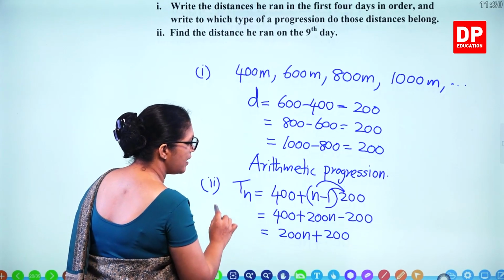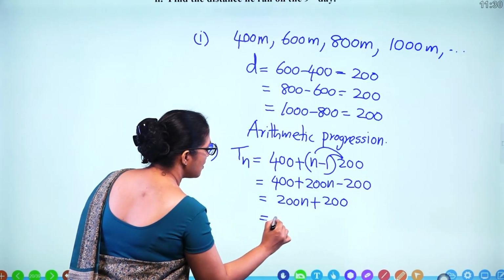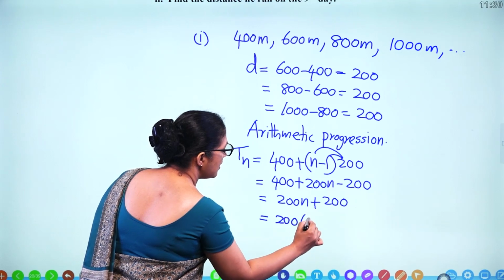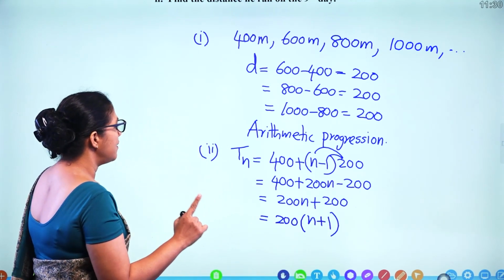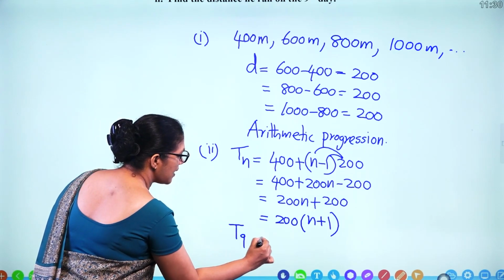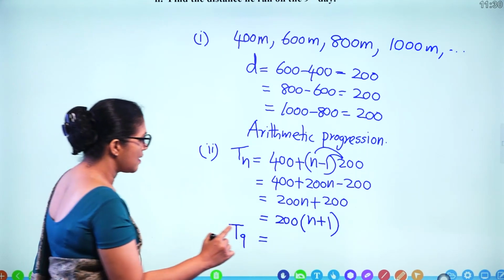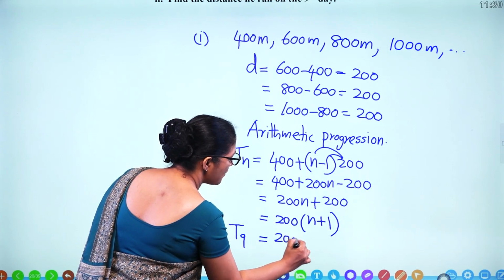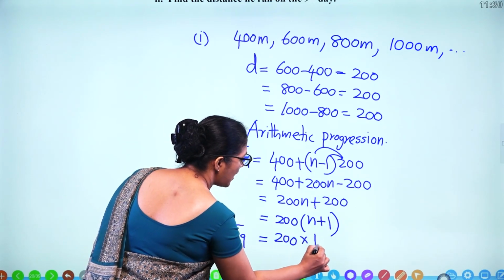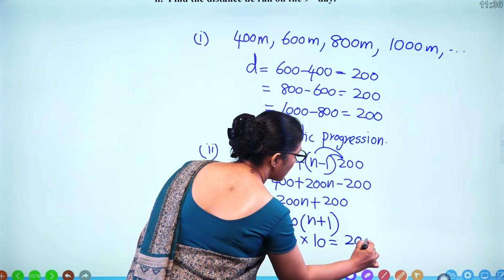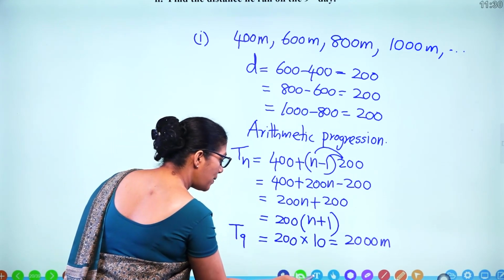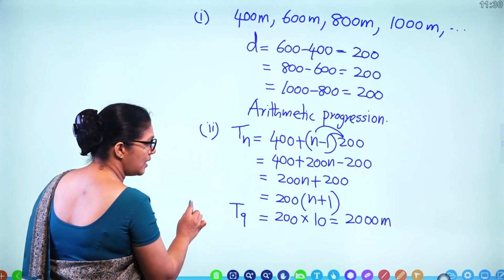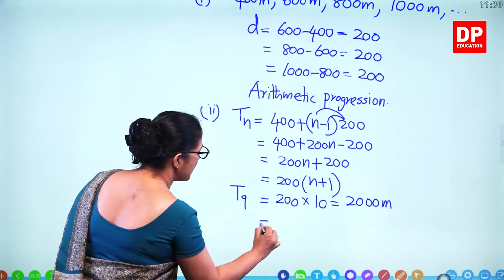So I can rewrite this as 200, take it out, n plus 1. And we need the 9th day, that's T9. Substitute 9 there, 200 into 9 plus 1, 10. 2000 meters. We can write in kilometers, divide this by 1000, you get 2 kilometers.